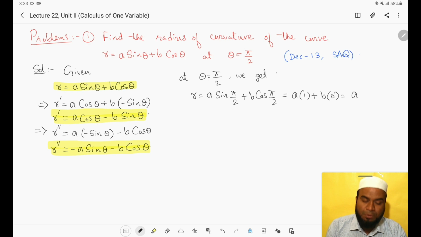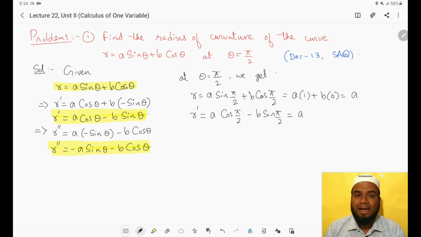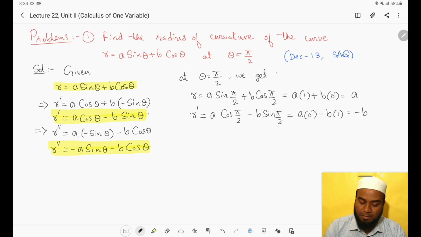Now substitute theta equals pi by 2 in r dash. So r dash will be a into cos pi by 2 minus b into sine pi by 2. Simplify this, what will happen? a into cos 90 is 0, minus b into sine 90 is 1. So what we will get? Minus b. r dash we got to be minus b.